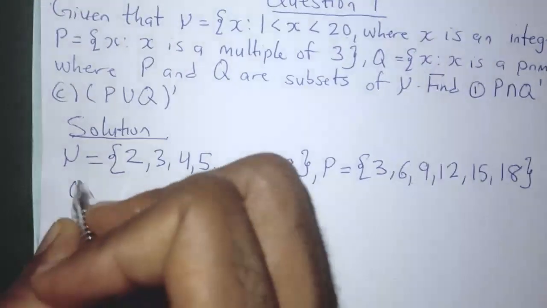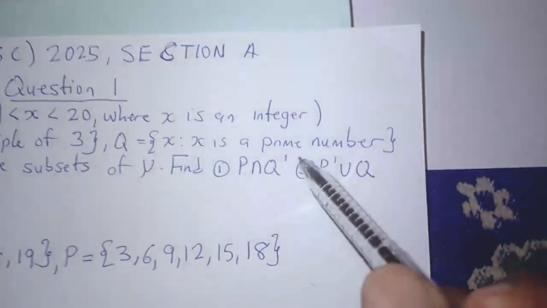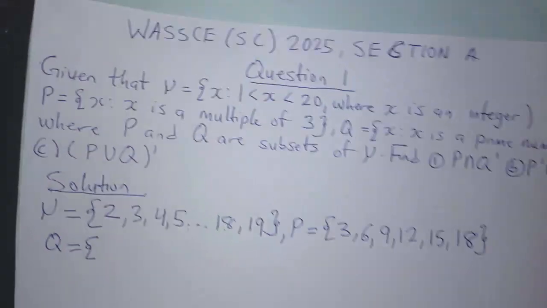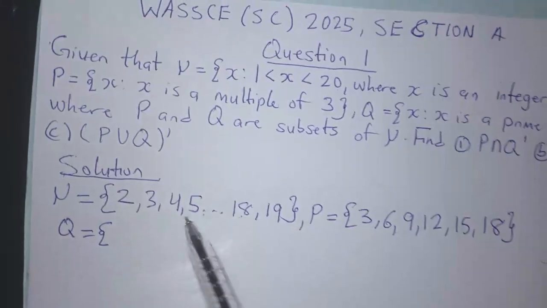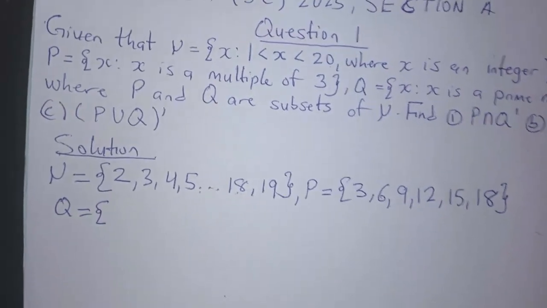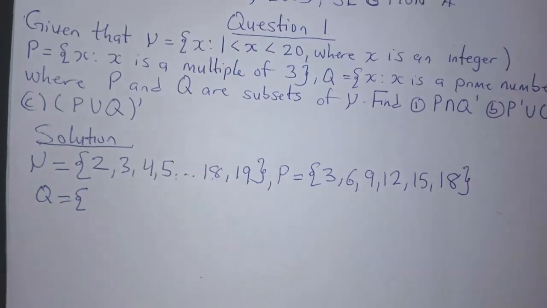Then for set Q, let me come to this next line. For set Q, they said the elements in Q are prime numbers. So I have to obtain the prime numbers in this universal set to get the elements in Q. Now, what are prime numbers? So you must be very careful here so that you don't make mistakes.